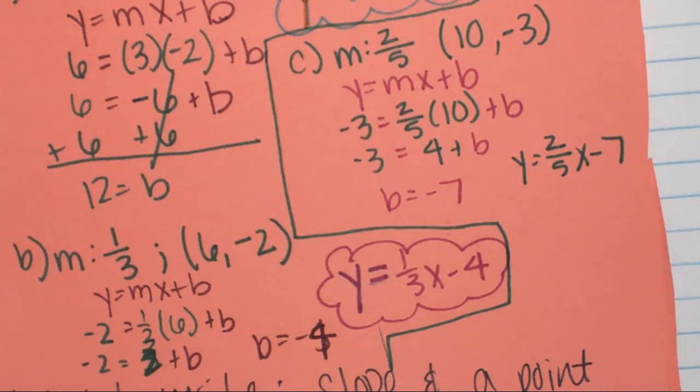I got y equals 2/5 x minus 7. Yeah, I got that as well. Wait a minute, are we doing a problem? Oh, I'm so proud. Good job. Take a point, guys.